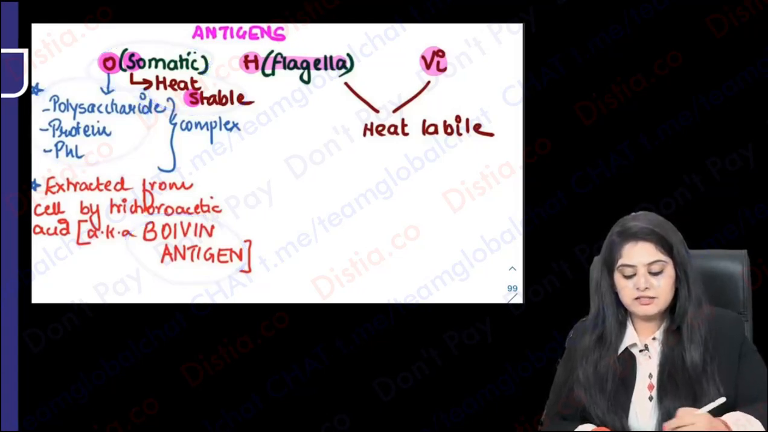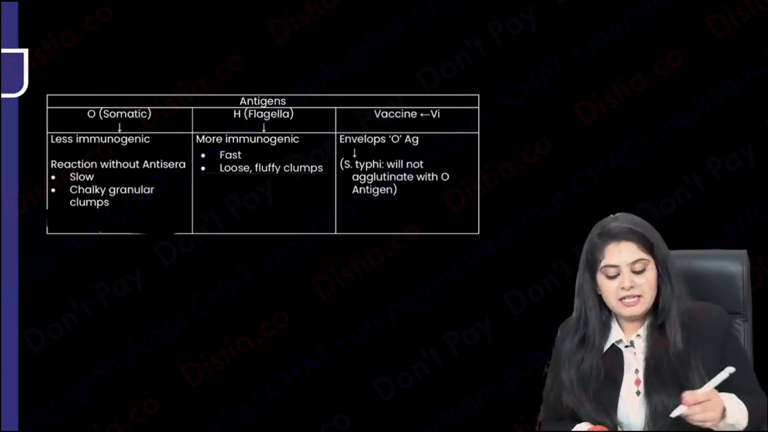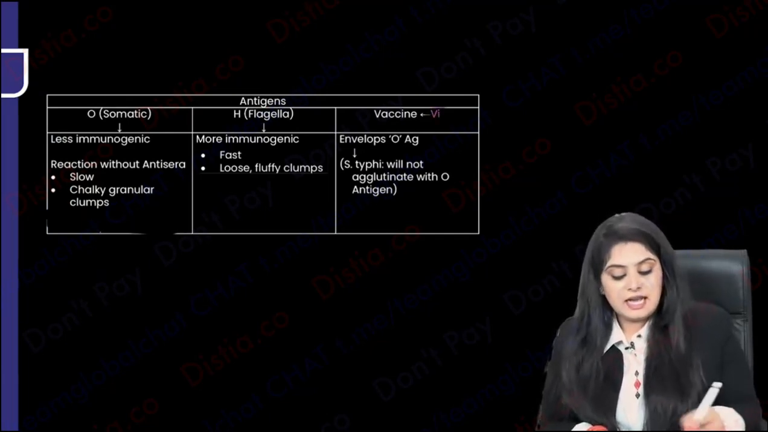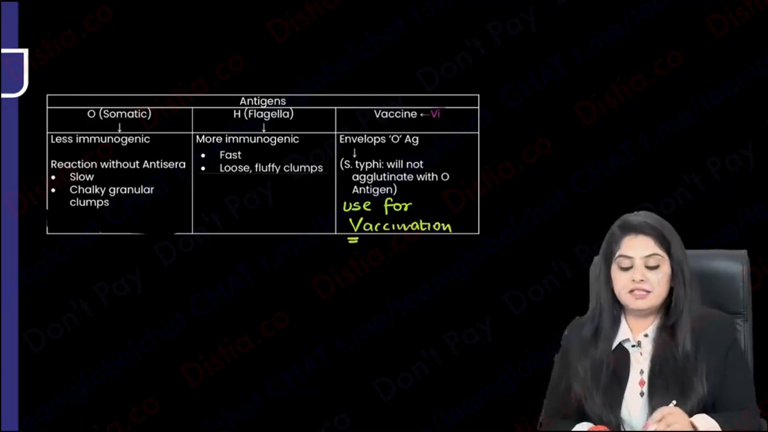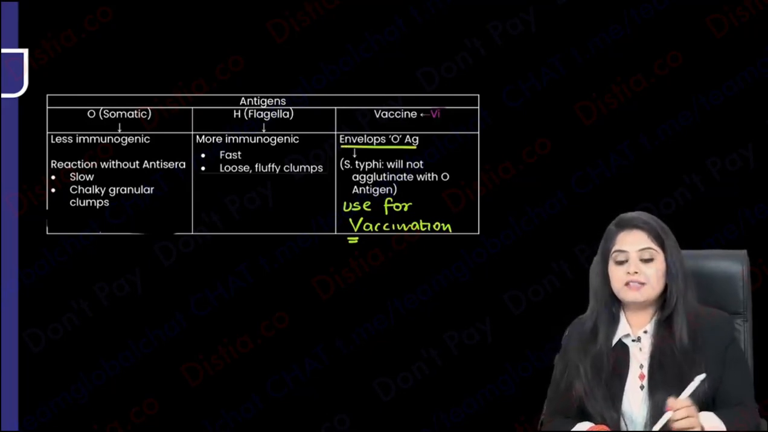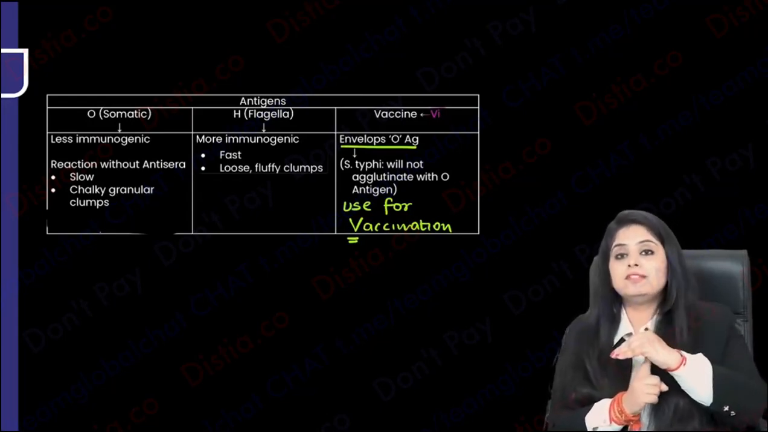If you have learned this, now I can tell you the different properties. Out of them, please note that this VI antigen is the one that I am going to use for vaccination. The main thing is this. It's the one that I'm going to use for making a vaccine. But what actually happens is that it covers the O antigen. So for example, if this finger of mine is the O antigen, VI antigen will basically cover it.